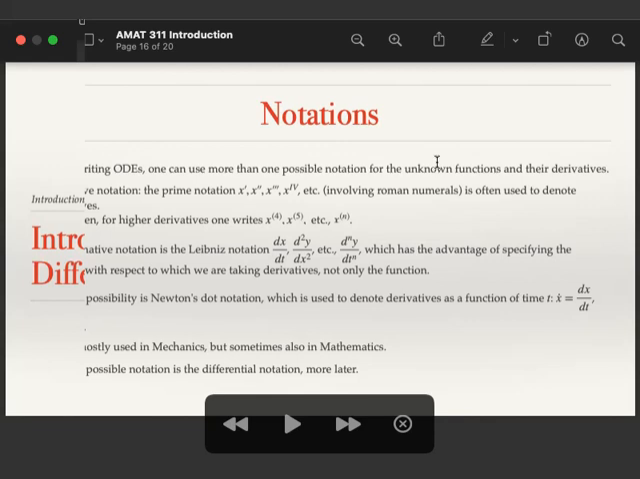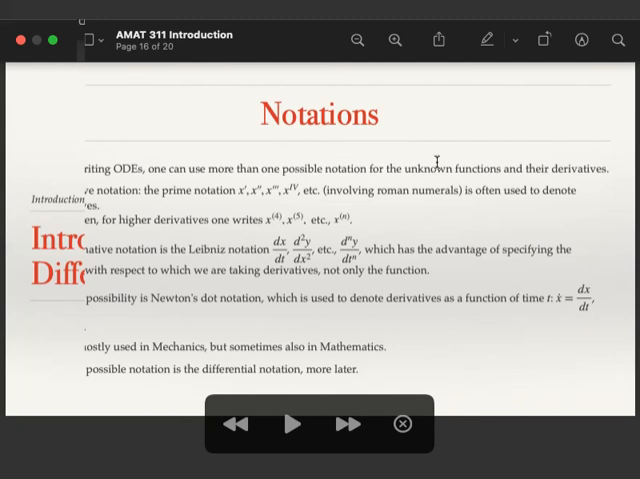Another widespread notation for derivatives is the Leibniz notation. This notation has the advantage that it always tells you what is the variable with respect to which we are taking the derivative. So for example, here I'm writing dx over dt. This means x is a function of t, and I'm taking the derivative of x with respect to t. Or here, d squared y over dx squared means y is a function of x, and we take its derivative with respect to x, etc.